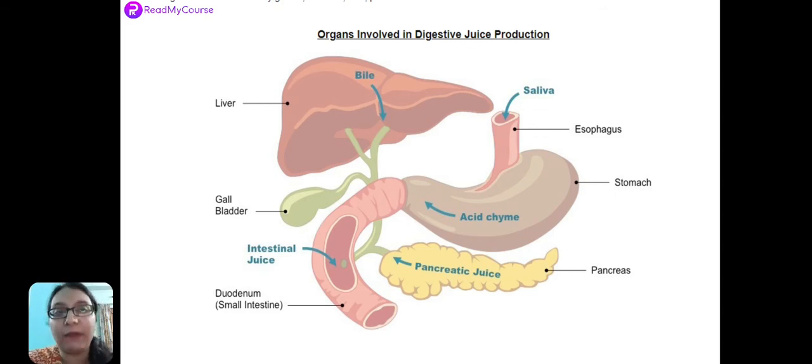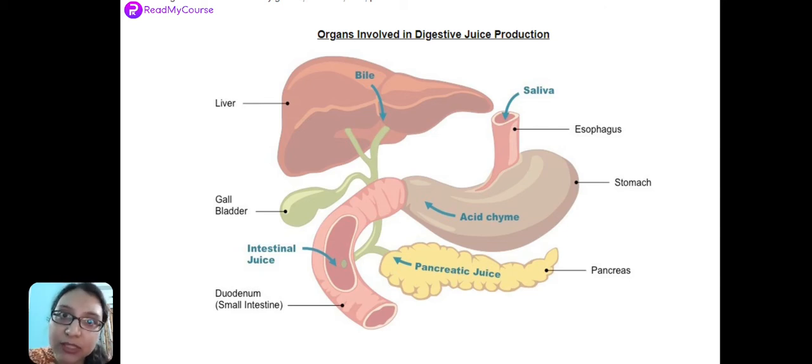First, I want you to have a very good look at the main structures which are involved in the process of digestion and what are the substances that they are producing that is finally helping in the process of digestion. So we know that saliva is produced in the oral cavity by the salivary glands that we had studied in the last class. Moving down, we have the stomach. In the stomach, the gastric juices are produced. We will read in details about the gastric juices in the coming slides.